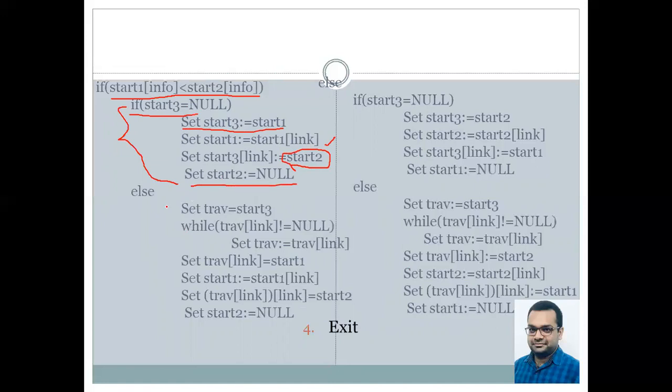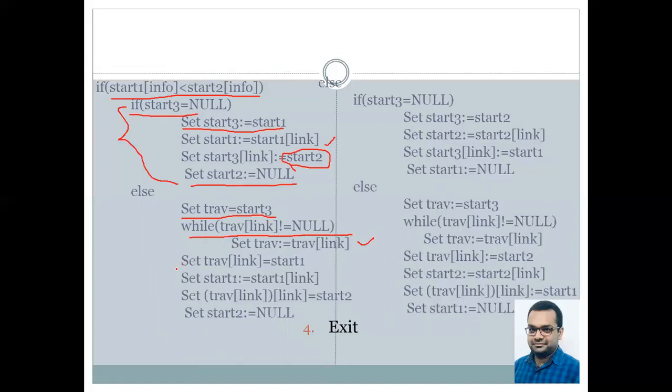Else, if this is not the case, then there are more intermediate nodes that we have inserted into the linked list. So we simply set the traversal value to start3. We keep on incrementing till we reach the last node by using these checks and these incrementations.